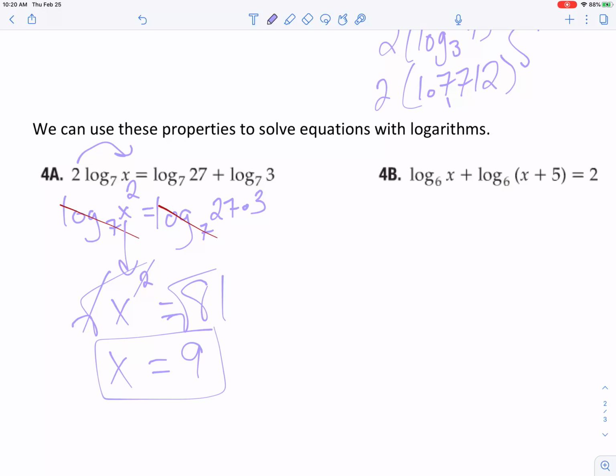Now, like I did the other day, I recommend plug it in just to double check real quick. When I plug the 9 in up here, that's still positive, nothing changes on those. So yes, 9 does work as a valid answer.